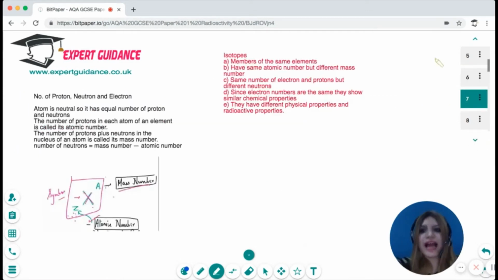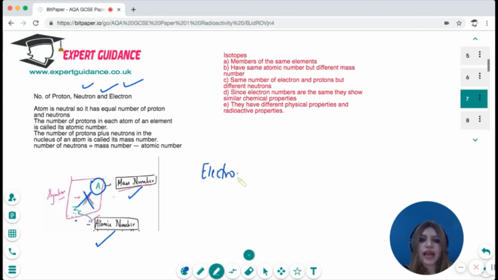Next, how do you work out the proton, neutron, and electron number? For every element you see in a periodic table, there's a symbol, and the number at the top is the mass number. The number at the bottom is the atomic number. So if you want the electron number of any atom, you write the bottom number, and the proton number and the electron number are the same. So the bottom number is also the proton number.